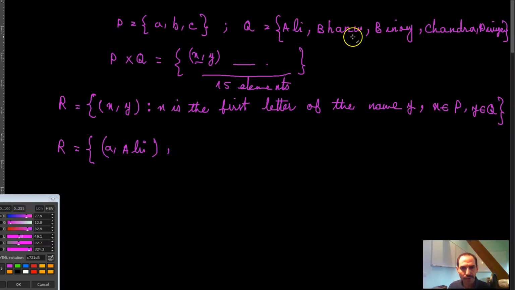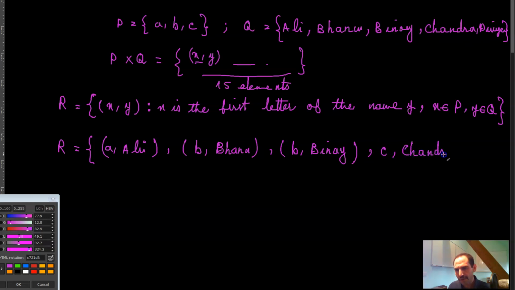And then B goes only with Bahanu and Binoy. B goes with Bahanu, and B goes with Binoy. And then C goes only with Chandra. And you can see that in all of these cases, these letters are also the first letters of the names: A-A, B-B, B-B, C-C, and basically Divya is just simply not there because we have no D there.